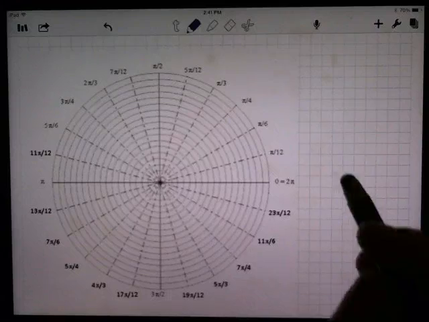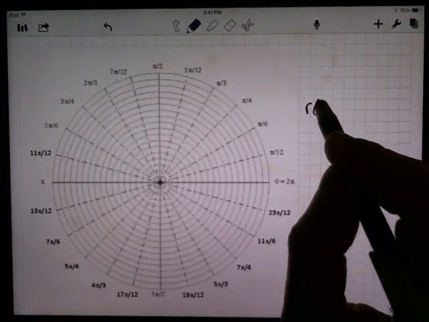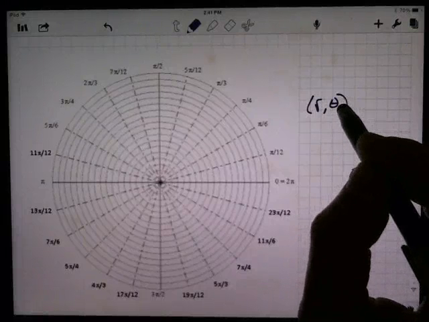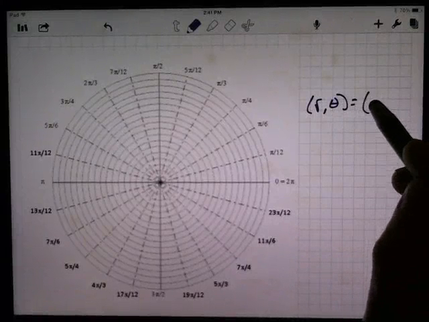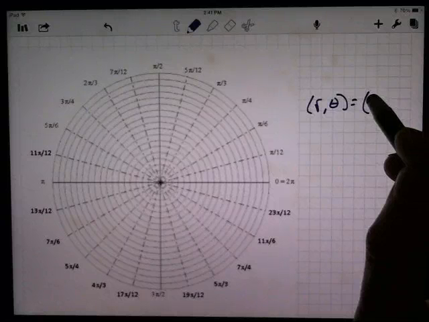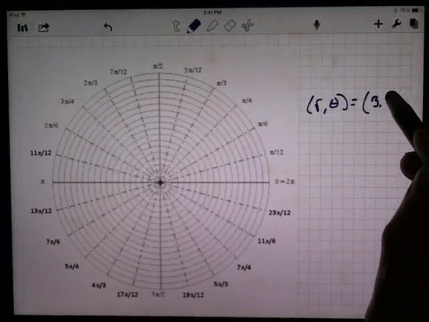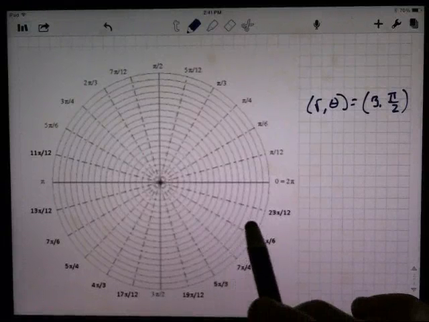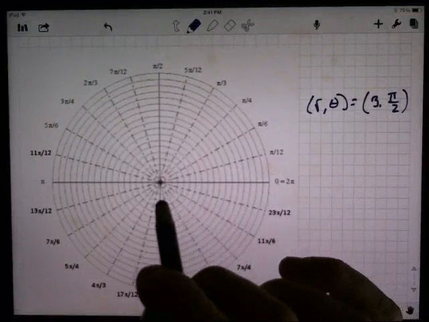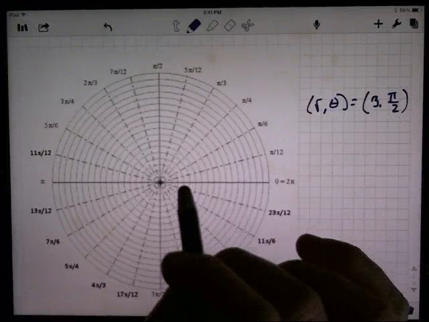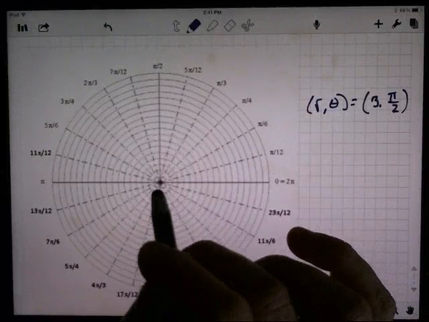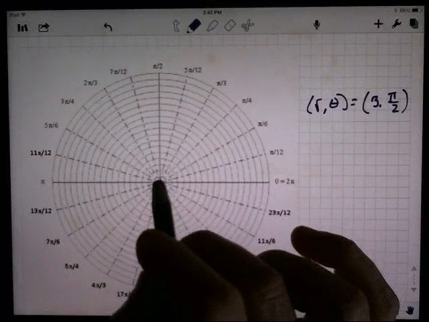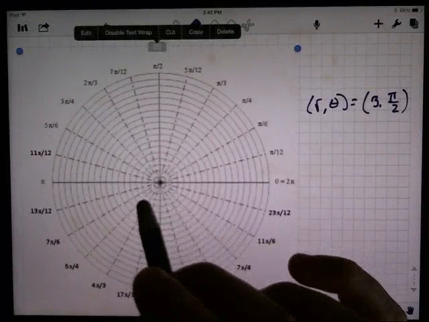Now let's see if we can plot a point. Let's say r comma theta is 3 comma pi over 2. It's a distance 3, and the angle is pi over 2. Pi over 2 would be straight up, and a distance 3: 1, 2, 3. These lines are really close together here, but it looks like 3 is right here.